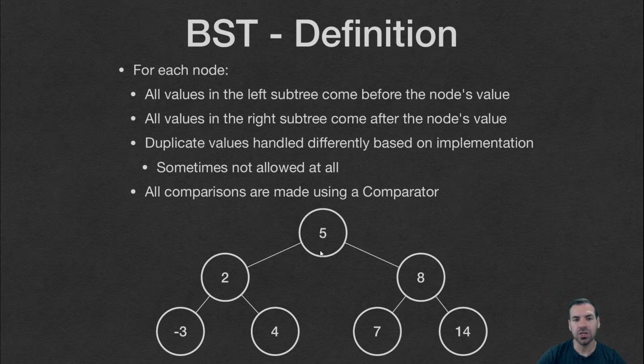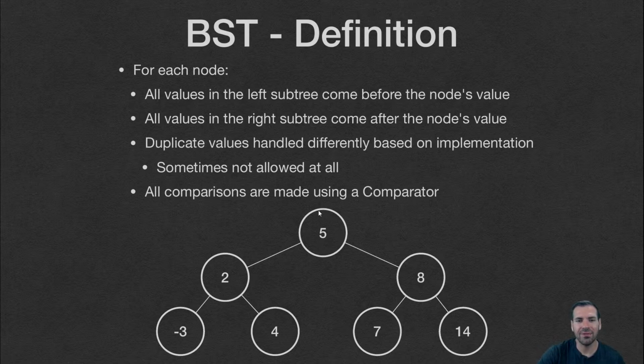So a binary search tree is a binary tree that has these specific properties. It's going to take a comparator, and according to that comparator, anything that comes before any node's value will go to its left, and anything that comes after that node's value will go to the right. And that needs to be true for every single node in the tree. If those properties hold for every node in the tree, you've got yourself a binary search tree.